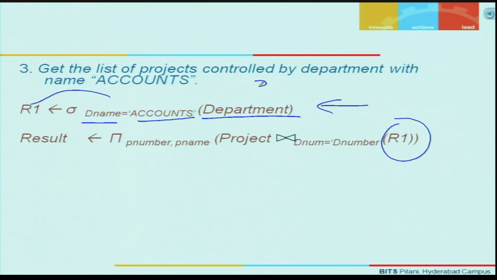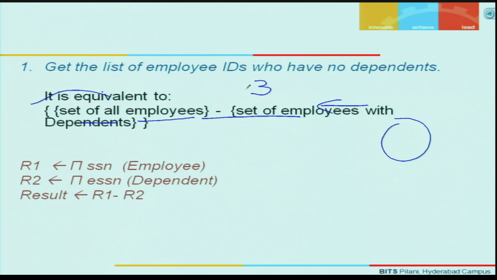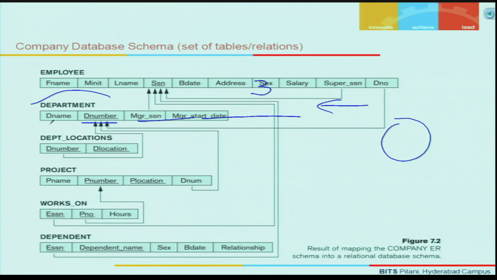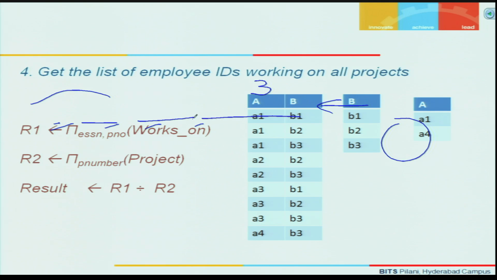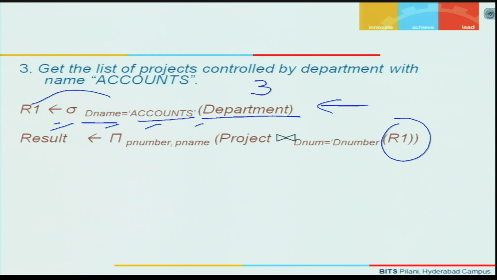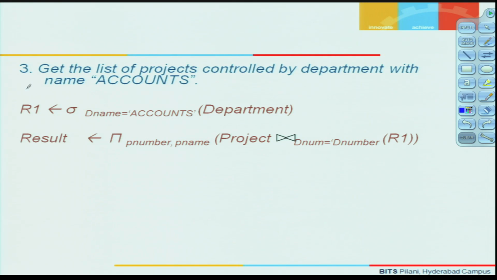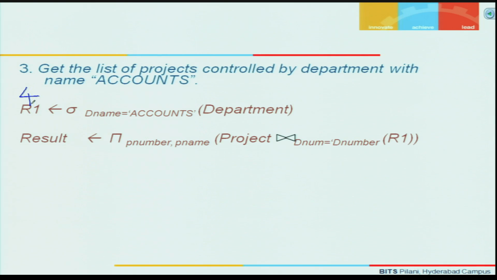Now, if you go back to the company database, how many columns or attributes are there in department? There are 4 columns. So if I am selecting based on some condition, what will be the degree or arity of this relation? It is going to be 4. That means I am selecting only a few tuples where the name of the department is equal to accounts. I am not cutting down on the number of columns. So the degree or arity of the relation R1 is going to be the same as the department table.